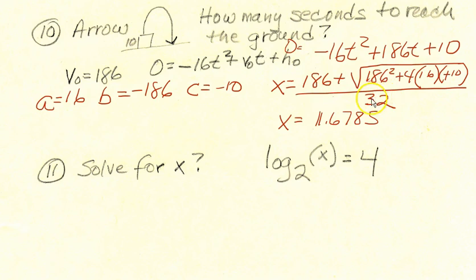So after doing all of that, I get 11.6785. But the instructions were to round to the single decimal, 1 decimal place. So I go to the second decimal place, which is a 7. I'm going to drop all of this, but add 1 now to the 6. So this becomes 11.7.